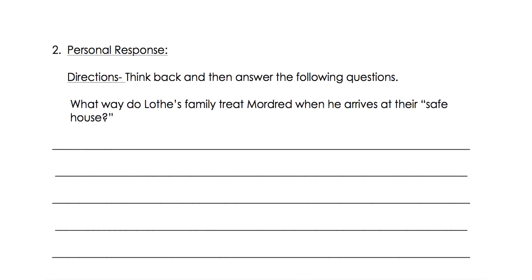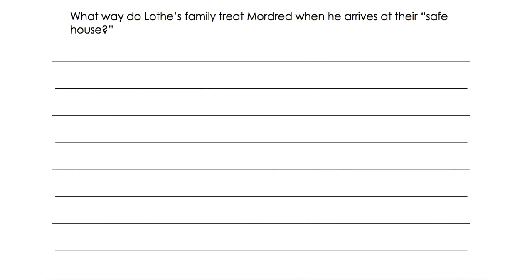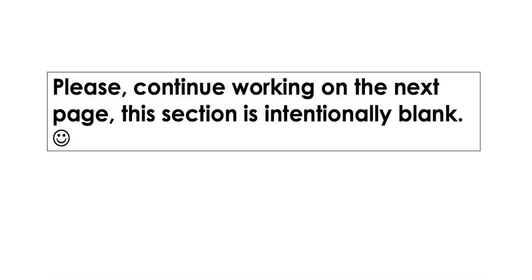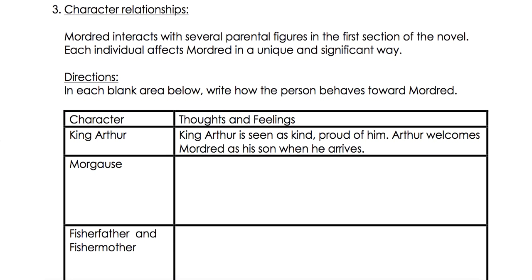Next, there is a personal response. Mordred eventually arrives at King Lo's castle, and you're going to describe the way that Lo's family treats Mordred when he arrives at their safe house. So, continue to work. As you encounter the next section here, you're going to focus on character relationships.